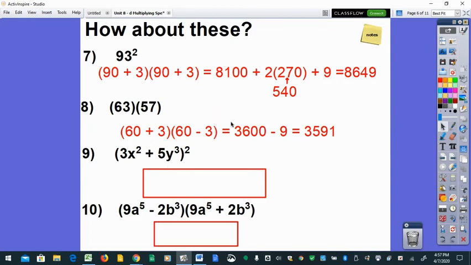There's a gentleman named Art Benjamin that does math magic, and hopefully we'll get to see that video at some time. But he does a lot of squaring of numbers in his head, and he's using some of these ideas.